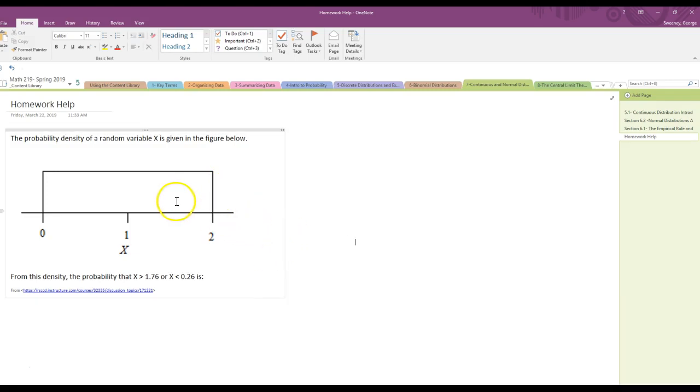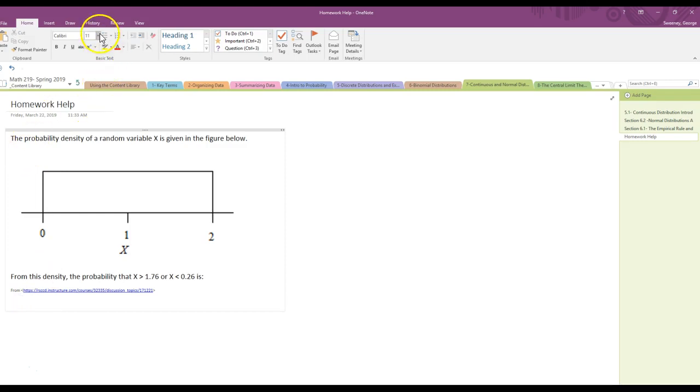What we want to do here is figure out this probability. Well, we're not given any values. We're not told anything about a sample. We're not told anything about the distribution, right? So how do we go about doing this? What we're going to do is utilize two facts, okay?